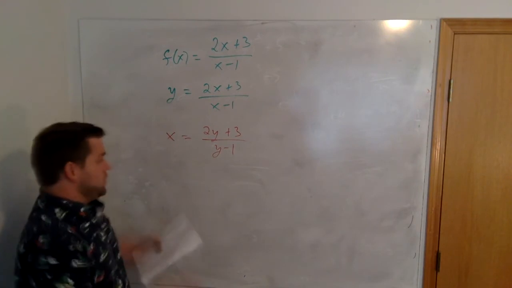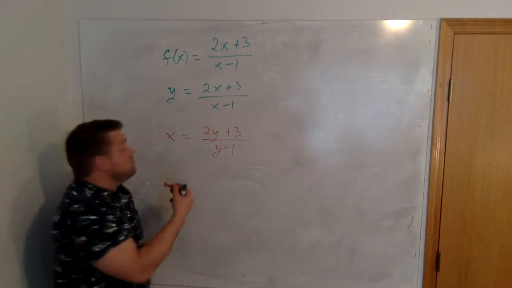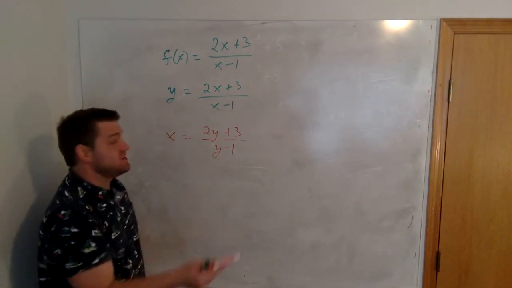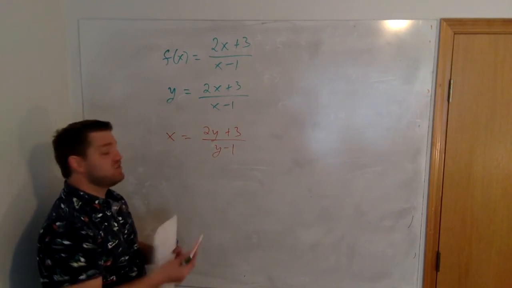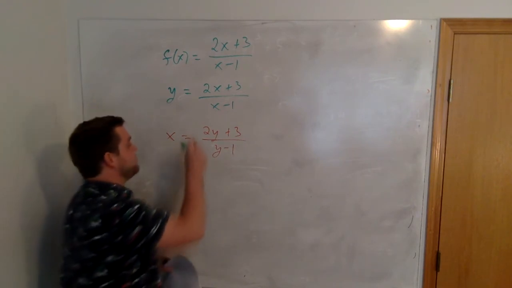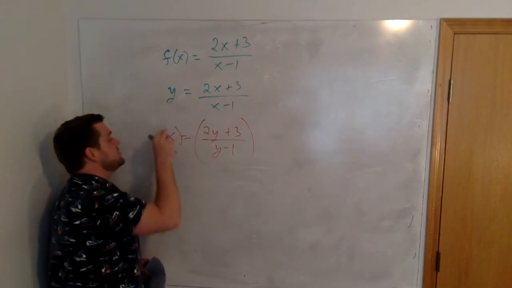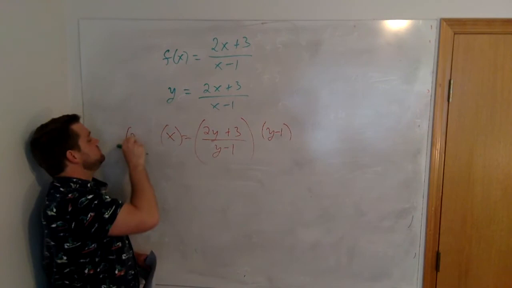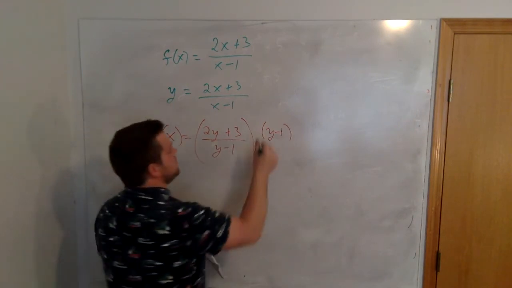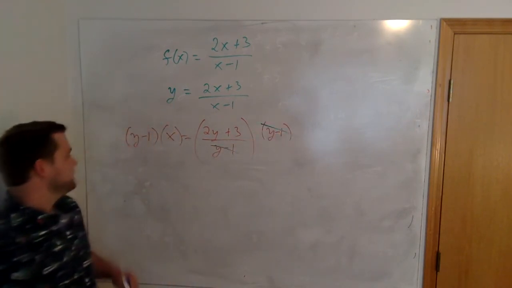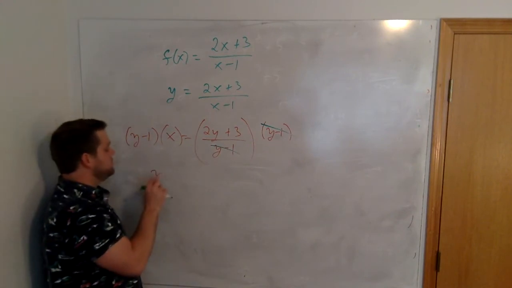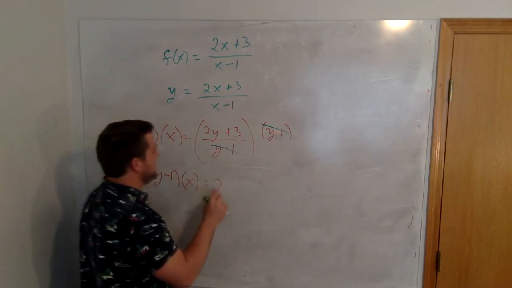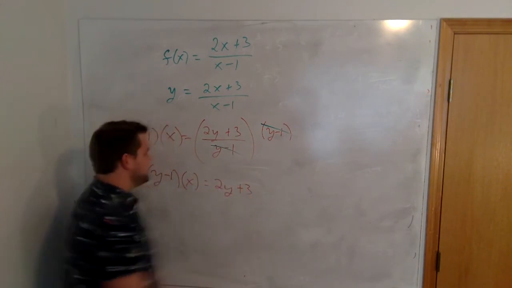But don't be scared. You should just recognize that I have an equation that has fractions in it. Whenever you have an equation with fractions, always clear them. So let's multiply both sides by my y minus 1. Let's clear those fractions. Now we're left with y minus 1 times x is equal to 2y plus 3.